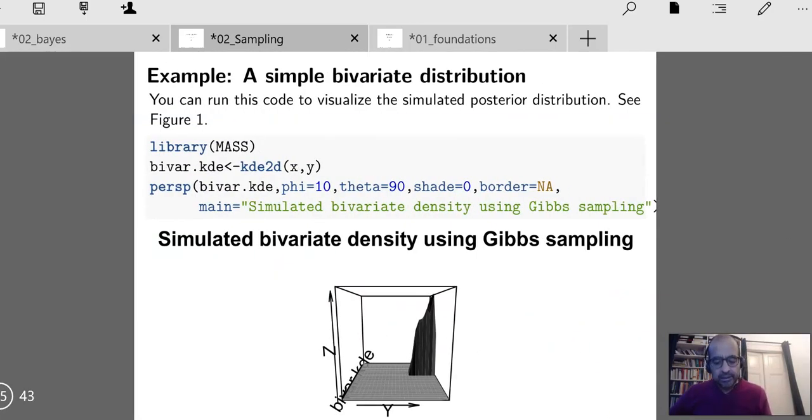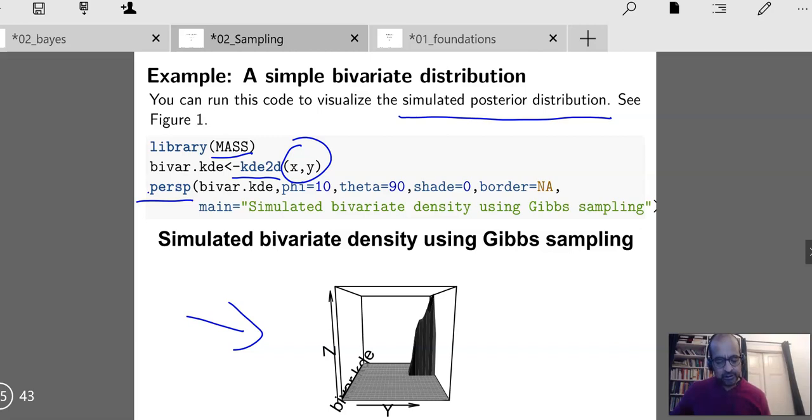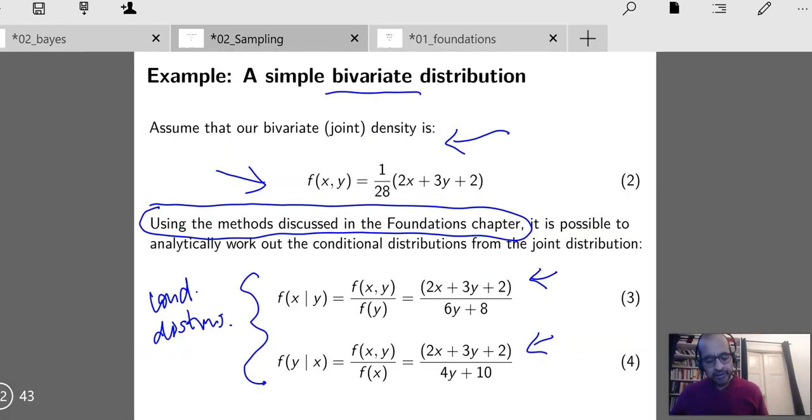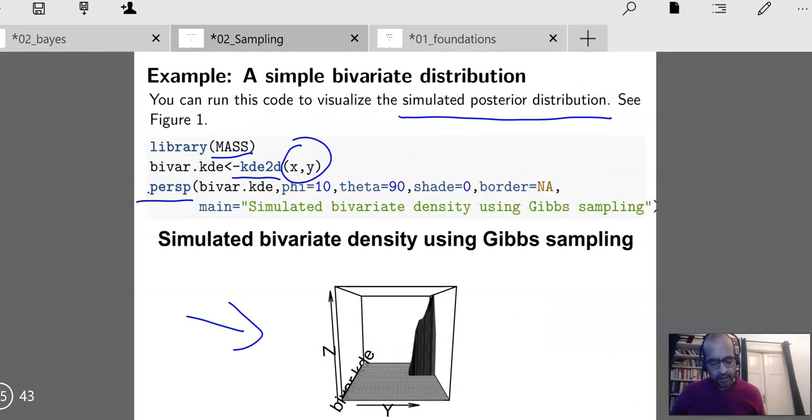When you run this code, you can plot the simulated posterior distribution, the joint distribution, and that's shown here. That's this distribution here that I produce using this function, KDE2D from the MASS library. I'm producing the joint distribution of x and y. I'm drawing it with a perspective plot, right? So you can see that this is what the joint distribution of x and y looks like when you sample from these distributions. You should also, as an exercise, if you feel like it, try to draw this distribution, okay? And it should look a lot like this distribution here, okay?